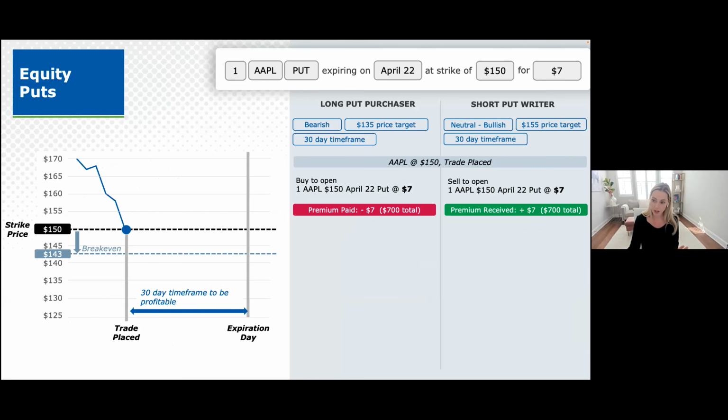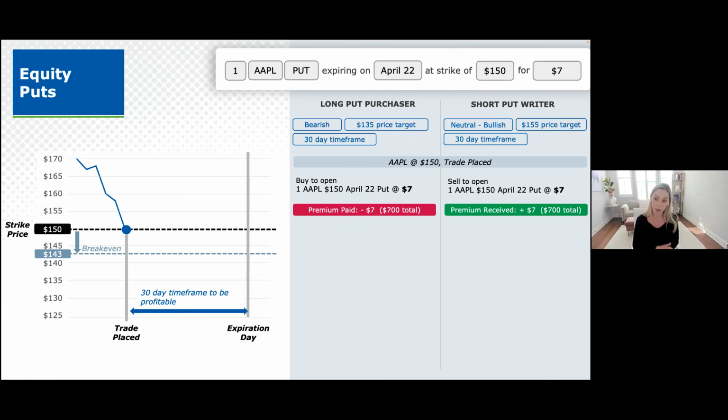So we'll go through the same scenario here, and I'll give you their sentiment, price target, and time frame. And that's extremely important, and a great takeaway from this presentation is just knowing how you feel about an underlying security, especially with this type of market. Having a price target in mind and a time frame is really important. So the buyer pays a premium of $700. Remember, they needed to overcome that premium. The break even now is lower at this point, and they have 30 days to be profitable. So the person purchasing the long put would like Apple to go below 143, preferably before the 30-day time frame is up so they can recoup some of that time value that they purchased.